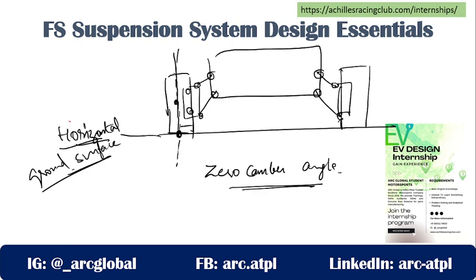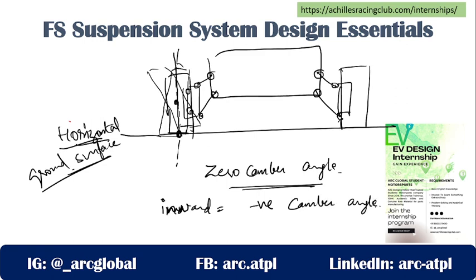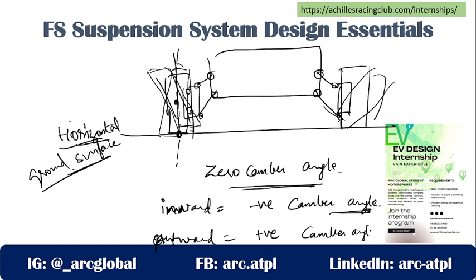But if my tire is inclined a bit inward or a bit outward: if it is inclined inward, I will be calling it negative camber angle. If it is inclined outward to the frame, I will be calling it positive camber angle.